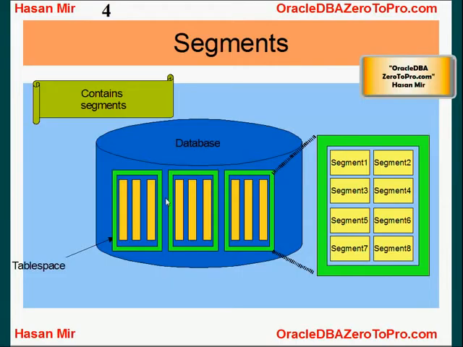Okay, that was about the physical structure: a tablespace has data files. On the logical side, a tablespace contains segments. So this tablespace contains multiple segments, like 8 segments here. A segment can represent logical objects like a table, indexes, etc.